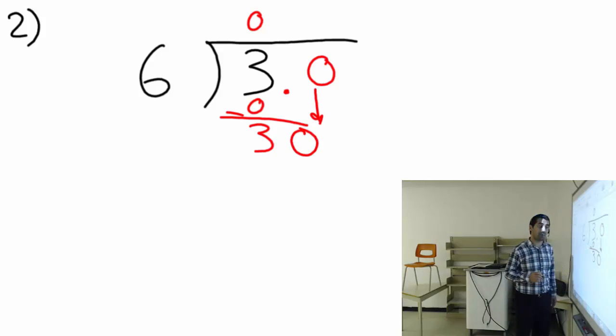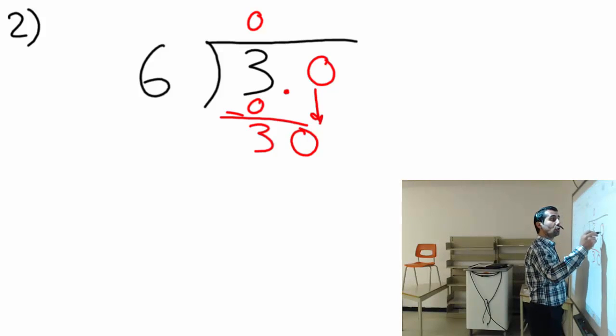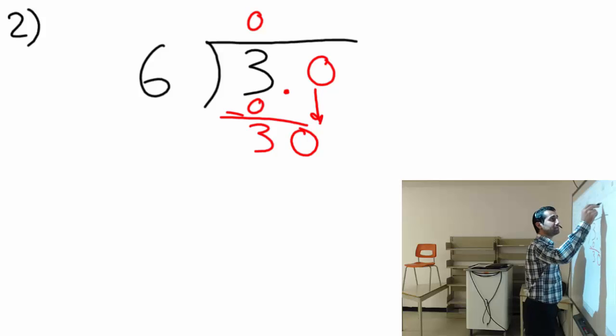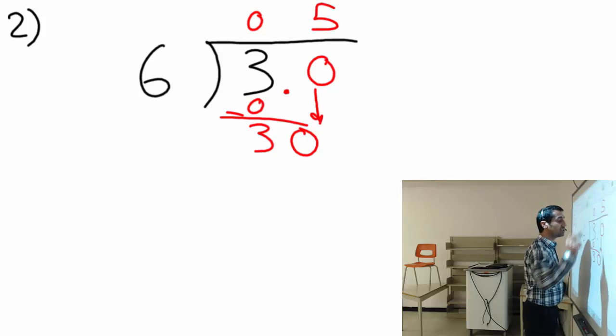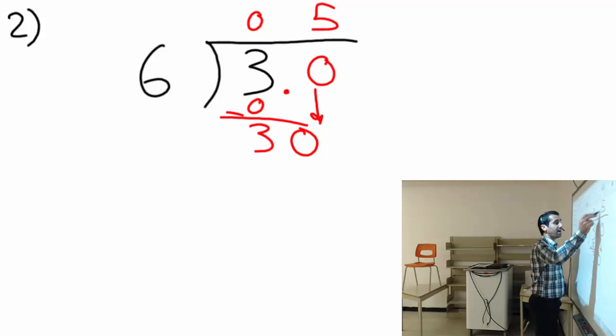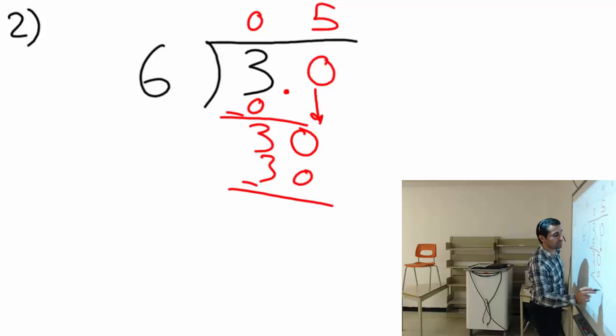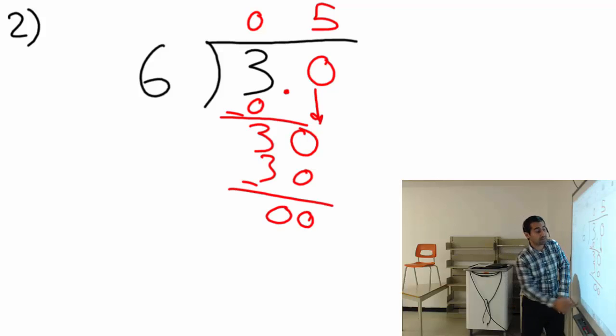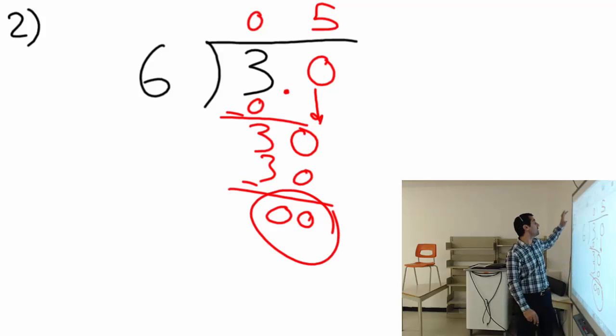0 goes down. Now what I got here is 30. In 30, how many 6s do I have? 5. On top of 0, that's the number I'm dealing with right now, which turned into 30. But on top of 0, write down 5. 5 times 6 is 30. Subtract. You get zeros. There is no number left here to divide.